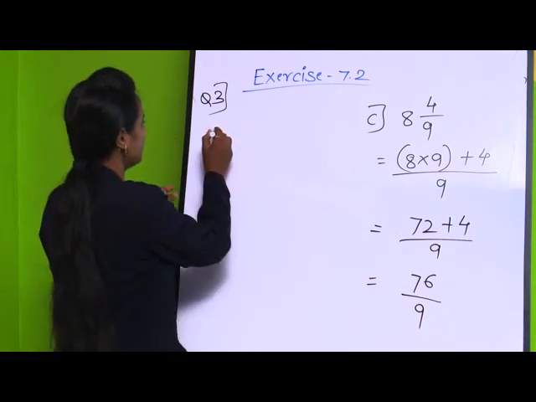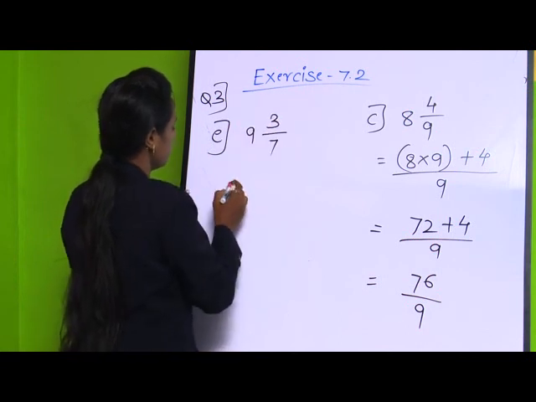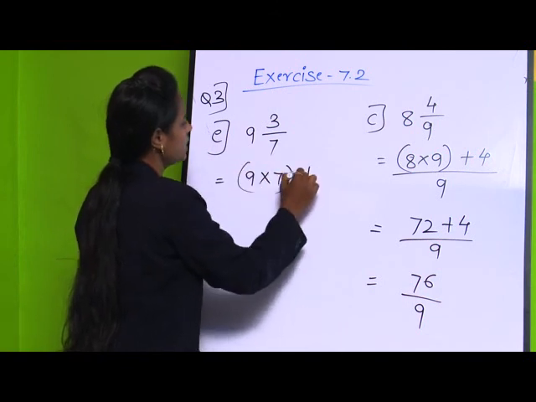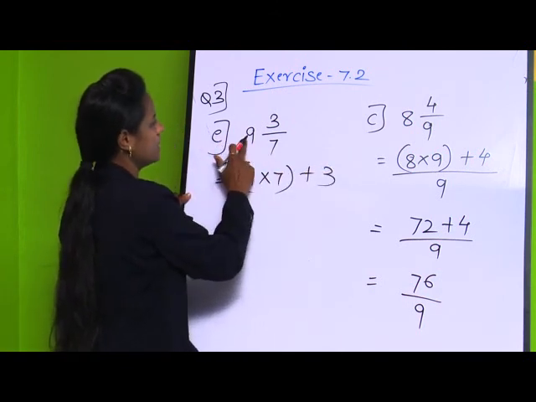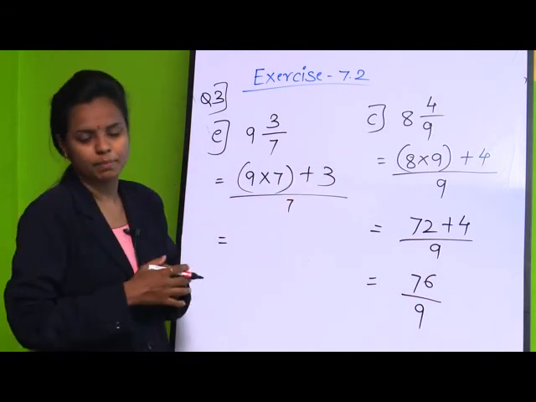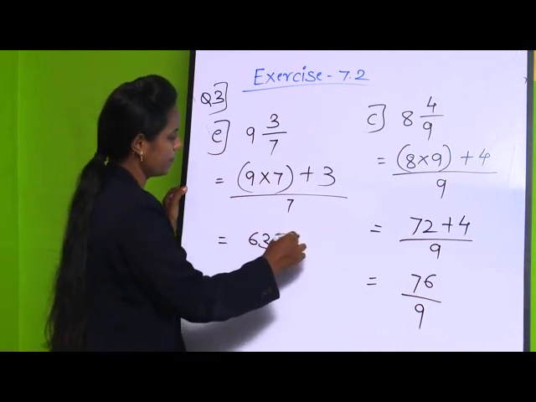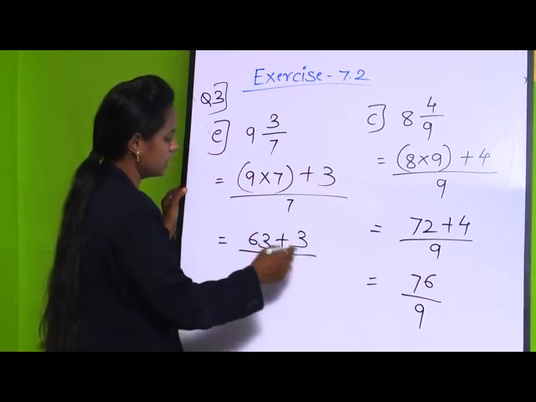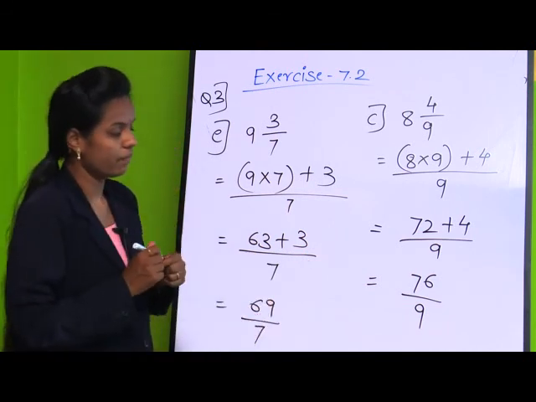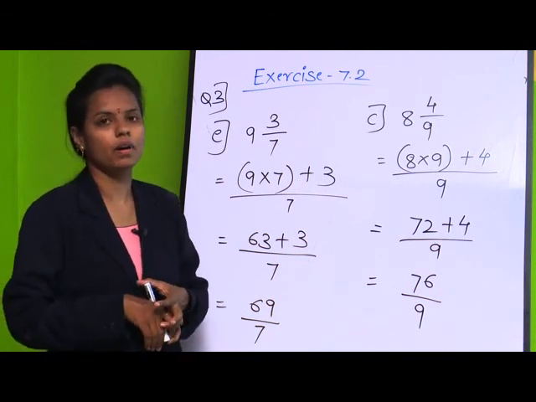So, the last example is 9 3 by 7. Okay. So, 9 multiplied by 7 plus 3, divided by the denominator. Okay. 9 7s are 63 plus 3 by 7. 63 plus 3 is 66. 66 by 7 is the improper fraction.